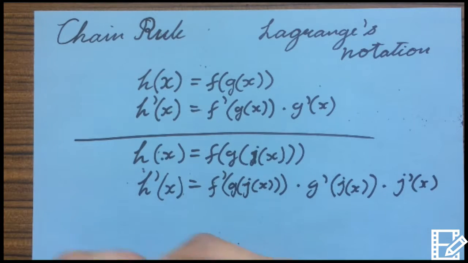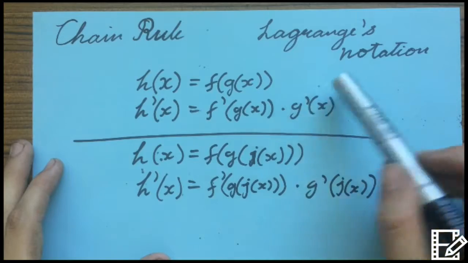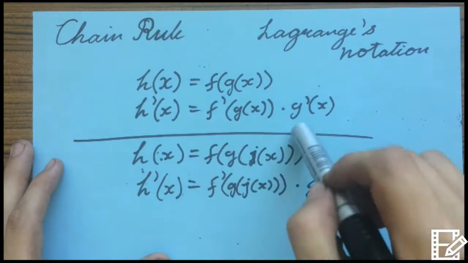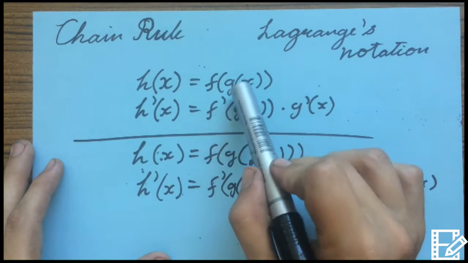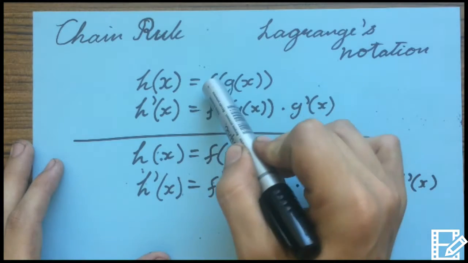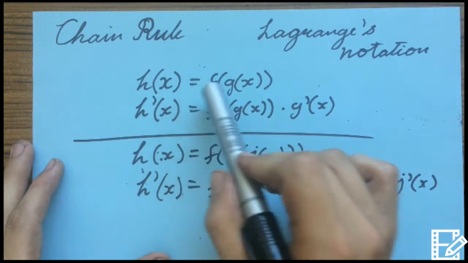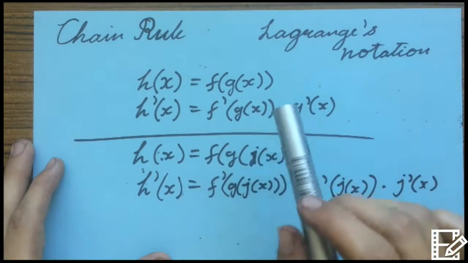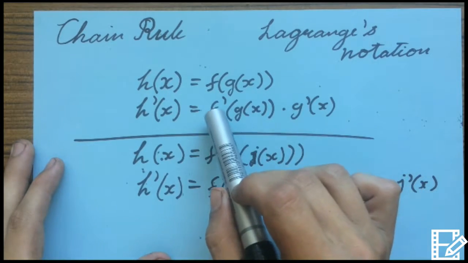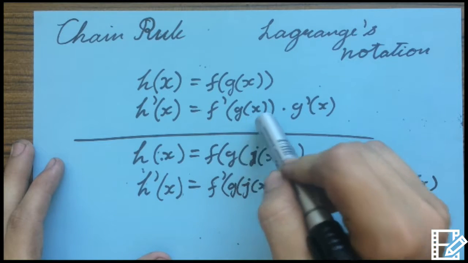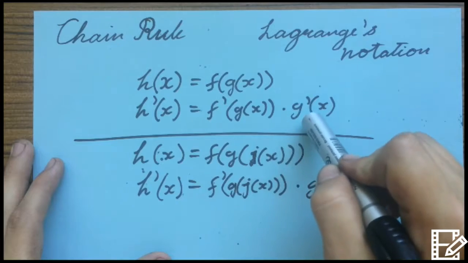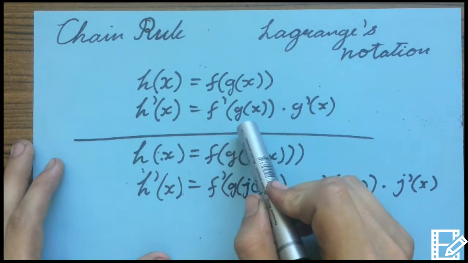Trigonometric derivatives, chain rule, Lagrange's notation. So, this first example, or this first formula, if you have watched my previous videos, you would know as just being a function within a function. That's when you use the chain rule, when you have functions within functions. And the derivative of this is when you derive the outside function, leave the inside function the same, and then multiply it by the derivative of the inside function.